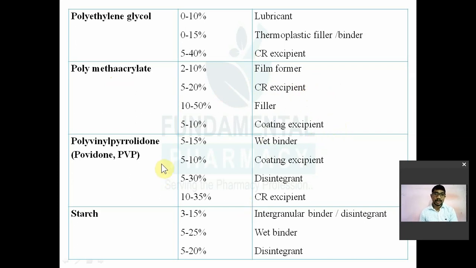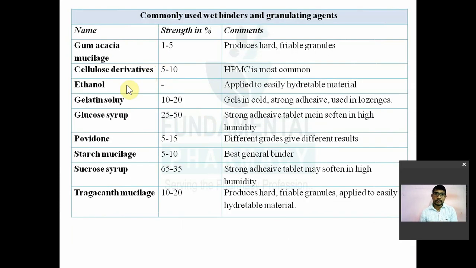Then polyvinyl pyrrolidone, PVP, also known as povidone. It is also used as a wet binder, coating excipient, then disintegrant, control release excipient. What about starch? We will use starch as a binding agent and also as a disintegrating agent. Okay, wet binder and disintegrant. Commonly used wet binders and granulating agents.